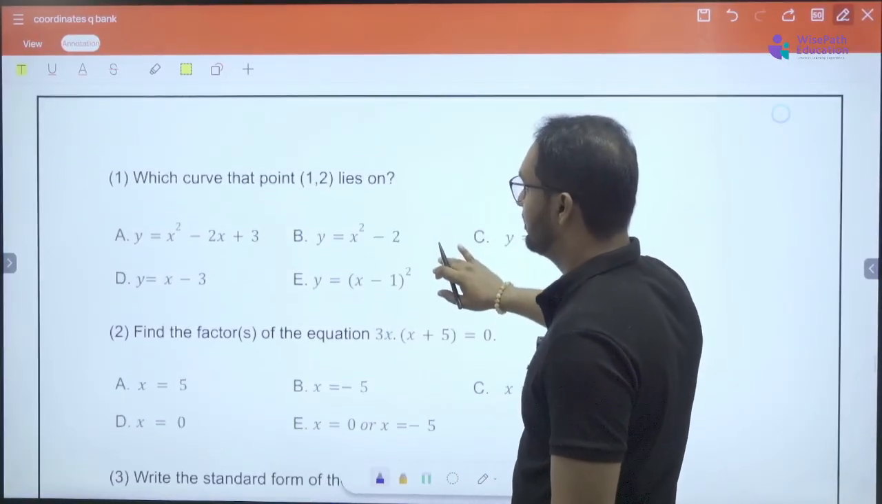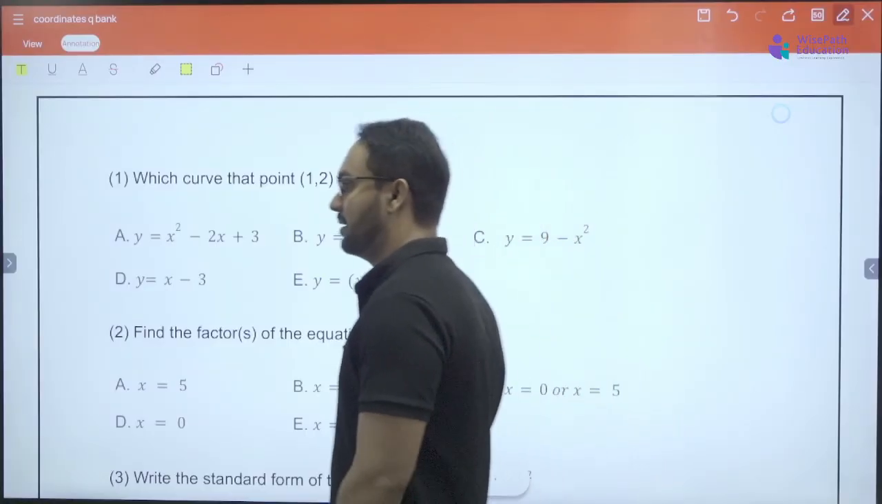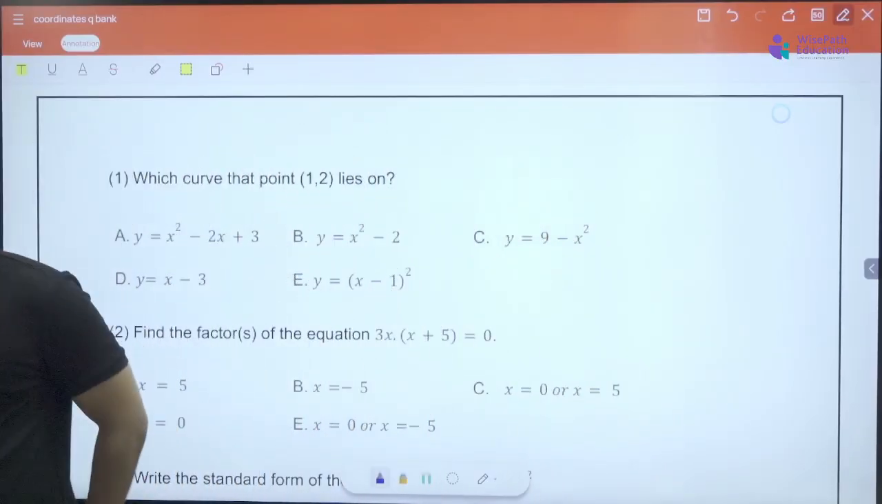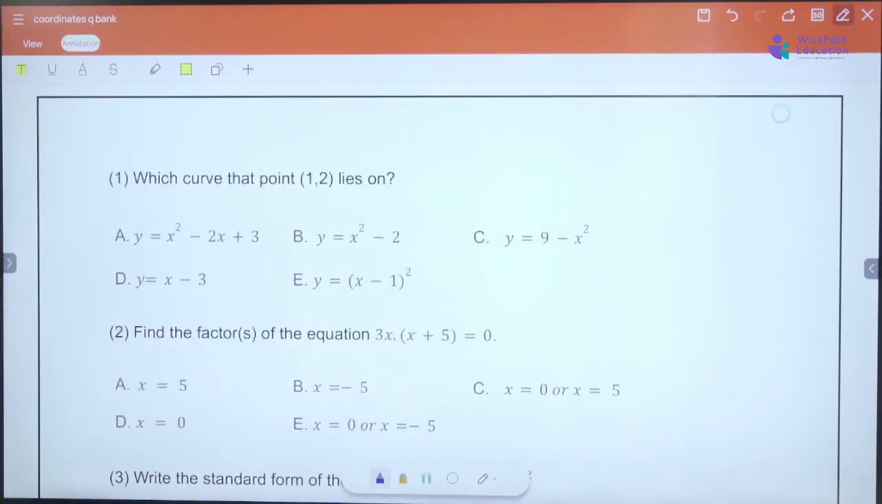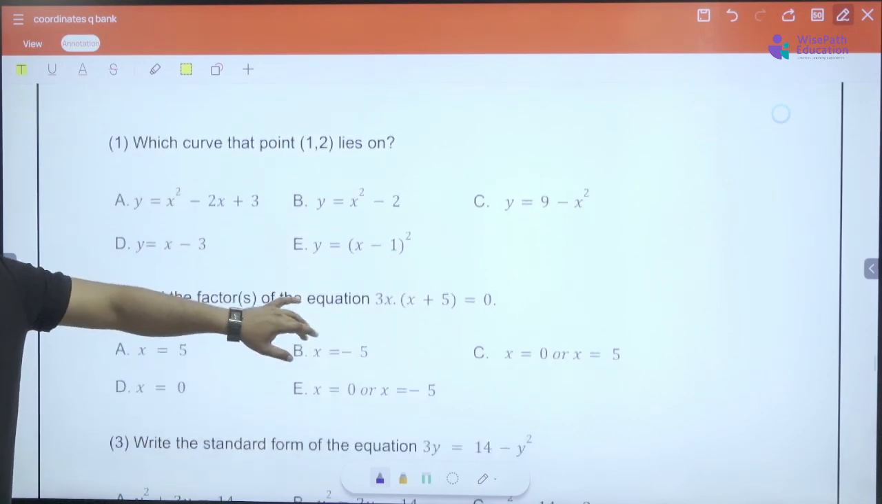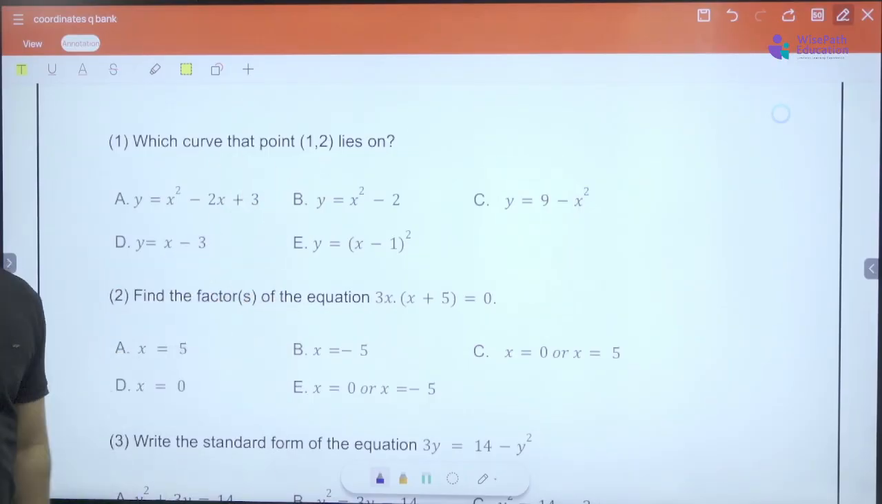So these are the quadratic function graphs, right? Now which curve that point 1, 2 lies on? How do you find it? They are asking which curve the point 1 and 2 lies on. How do you find it? Point 1 and 2 තියෙන graph එක මොකක්ද කියලා. How do you find it?